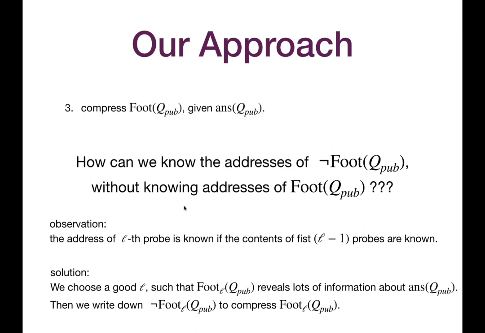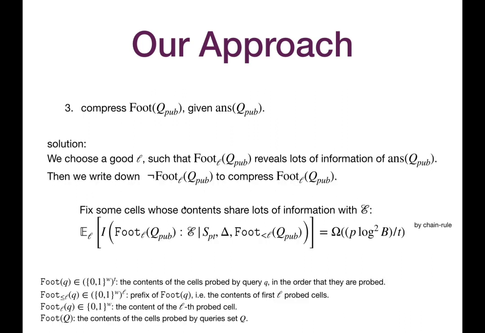The solution is inspired by one simple observation. The address of the cell probed in the L-th round is fixed as long as all the L-1 previous cells are fixed. Then, we can choose a good L such that the set of cells probed in the L-th round reveals lots of information about the answers of QPUB. In this way, we achieve some kind of non-adaptivity. We choose the good L by the chain rule of mutual information.